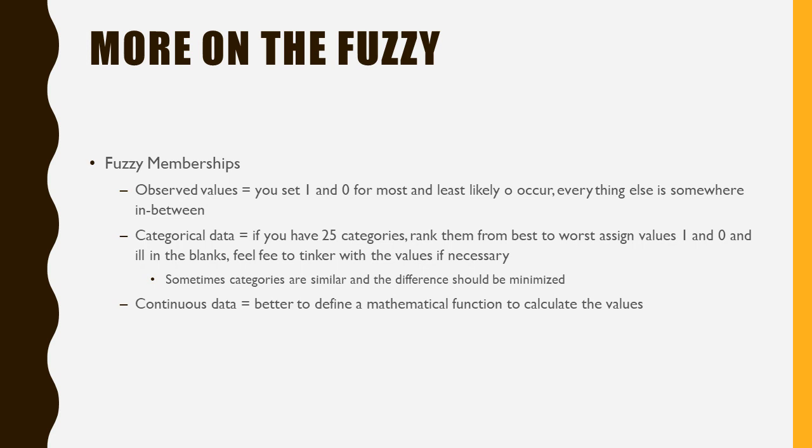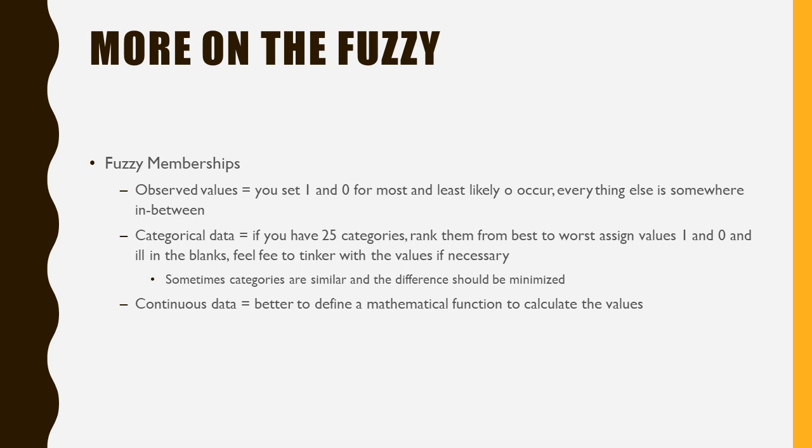Well, you can rank those evenly between those two values, and maybe you want to put an exponential scale on that. You could do that in how you rank the data. Sometimes categories are similar and the differences should be minimized. So maybe you've got 10 categories and 6 of them have the same weight, but the others do not. So you have to think about these things. They're not trivial decisions.